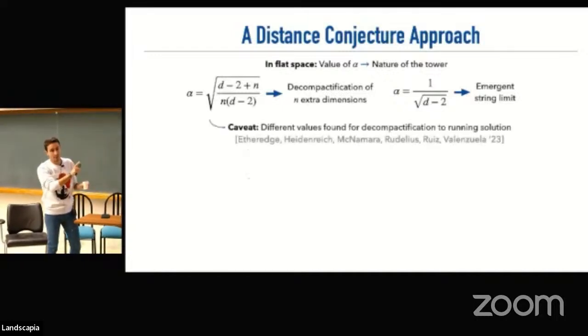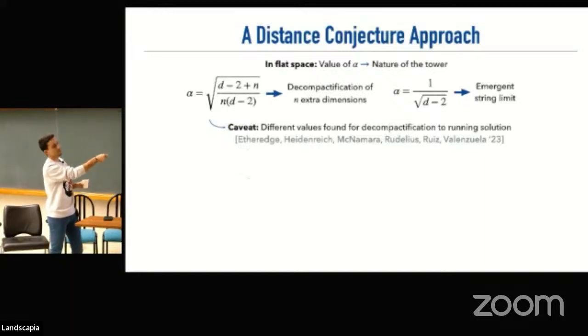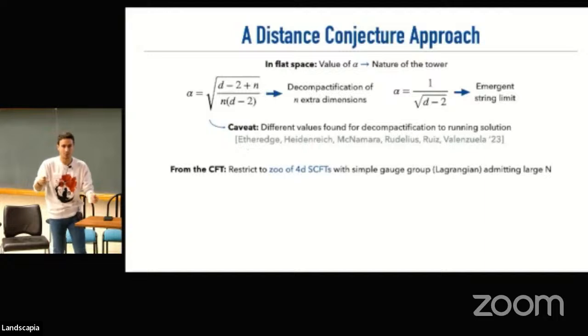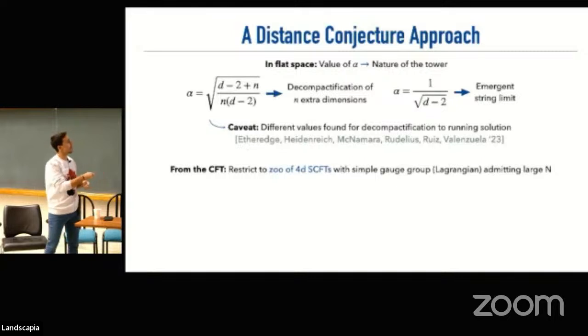However, if you put out a caveat, it seems that it's not that easy, and this might not be as easy as just getting the value and saying what it is. Let's see how. But still, let me take this philosophy that if I get different values of alpha, I expect that the tower is different. Okay? And for that, I'm going to restrict to a very particular setup: 4D superconformal field theories that have a single gauge group, and that furthermore admit some Lagrangian.